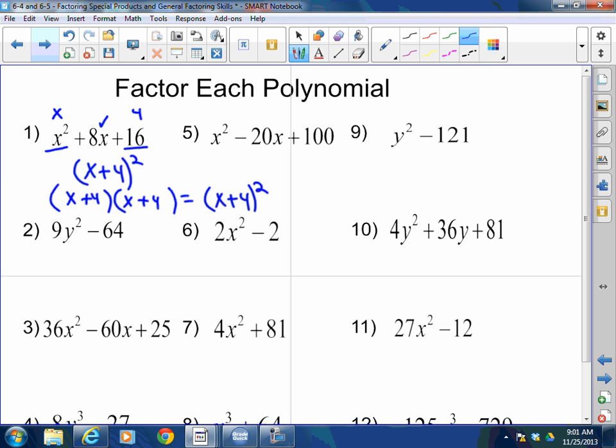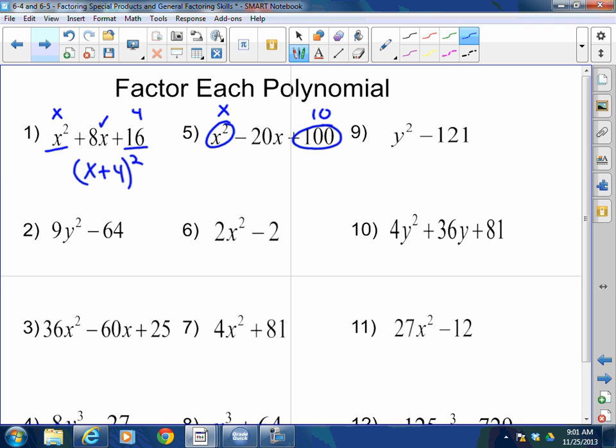Does that make sense, guys? You promise? Okay. I'm going to get rid of that one for space. Okay, number 5. Is this a perfect square? What's the square root? Is this a perfect square? 100. What's the square root? 10. Okay, what's 10 times x times 2? 20. It works. So this is a minus here, so it's x minus 10 squared.